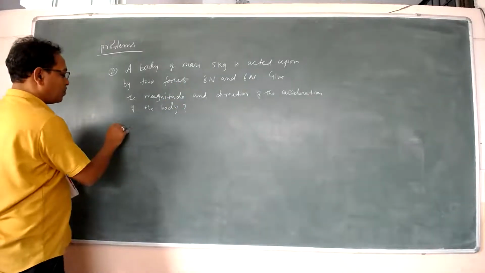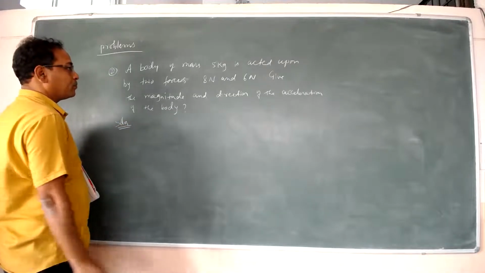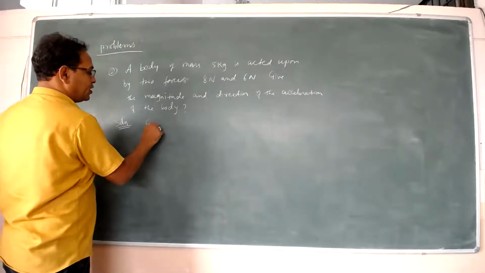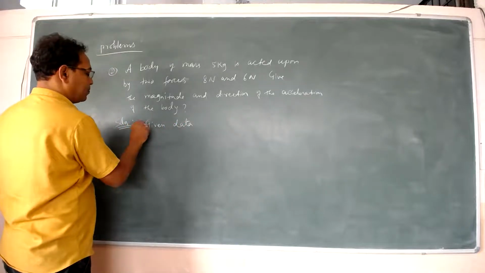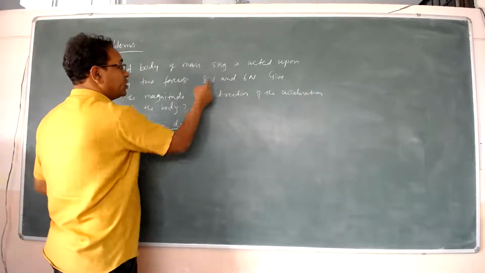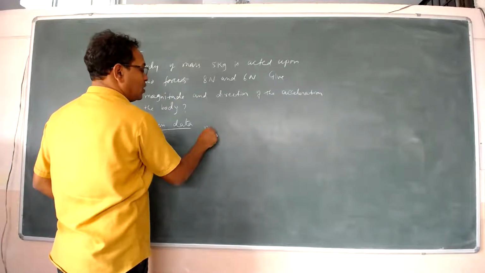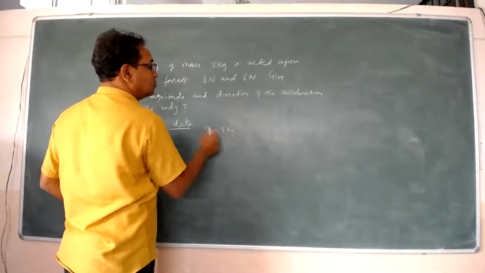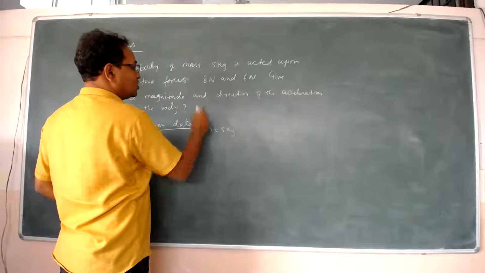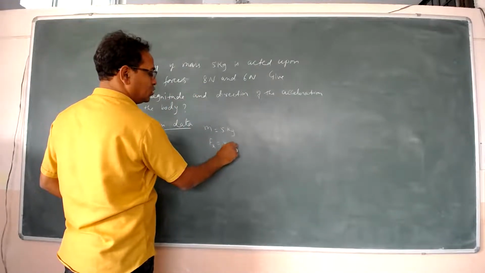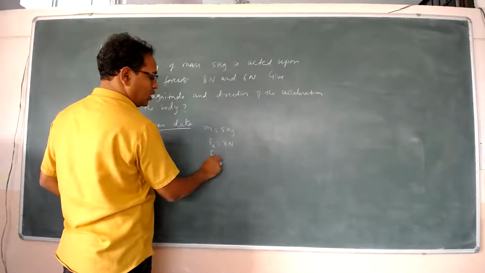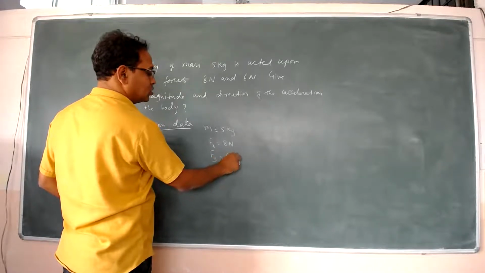So here again, what is the given data? First write down the given data. A body of mass is given as 5 kg. Two forces are there. Let us say one is along the x-axis, that is 8 Newton, and one is along the y-axis, that is 6 Newton.